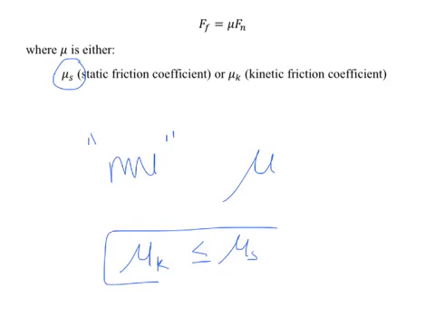So the static friction coefficient of a surface, or two surfaces in contact, will be greater than the kinetic coefficient of friction between those same two surfaces.